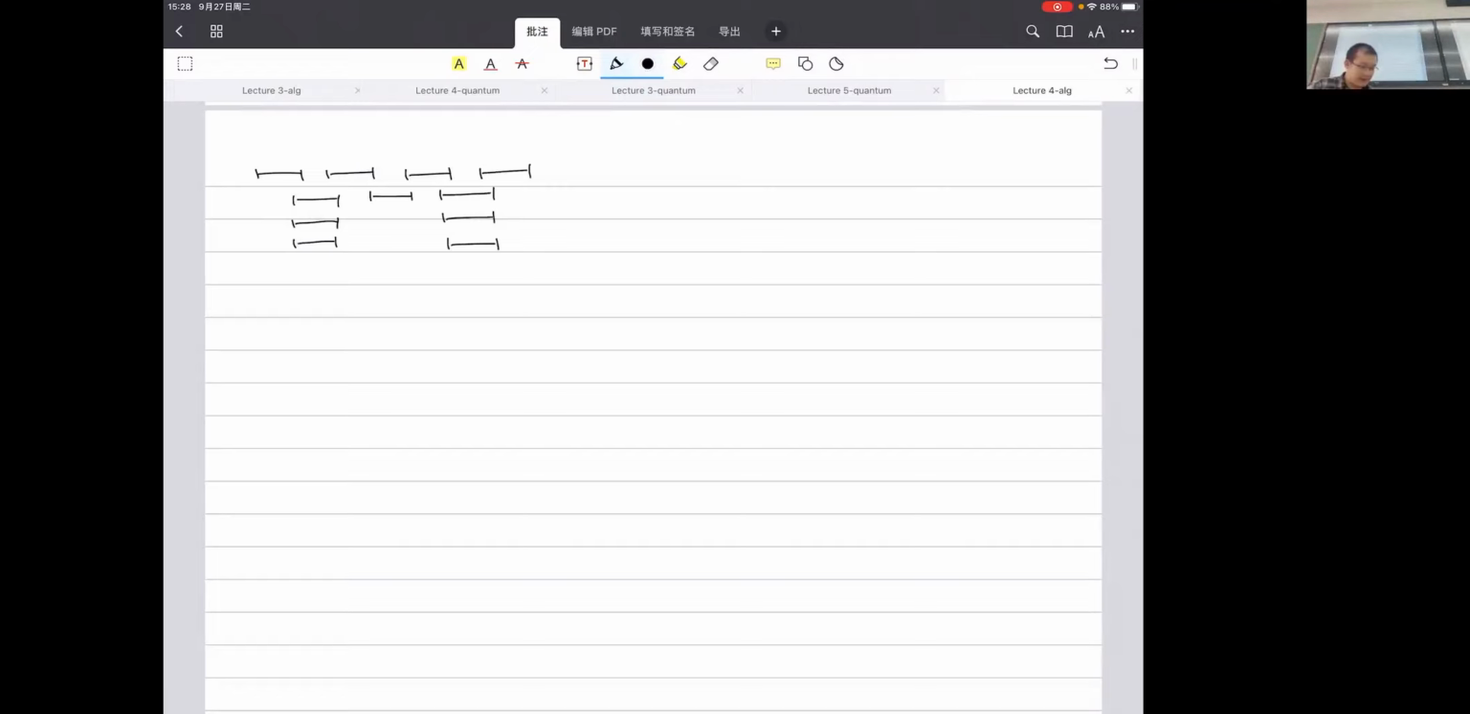So let's think about this problem. What will happen if we insist on taking the event with the fewest conflicts? Let's take a look. For instance, this interval actually conflicts with three events, basically these three events. If you take any of these three, it conflicts with the other two and also with these two events. So it gets four conflicts.